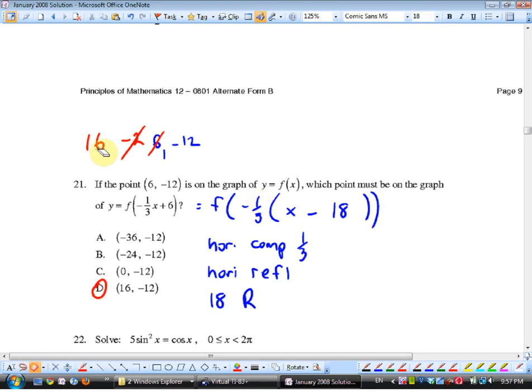Oh, it's not a horizontal compression. Good gosh, now you're all laughing at me. Shush. I could redo the video. I'm not going to bother. Not a horizontal compression, Mr. Duick. It's a horizontal expansion by 3.